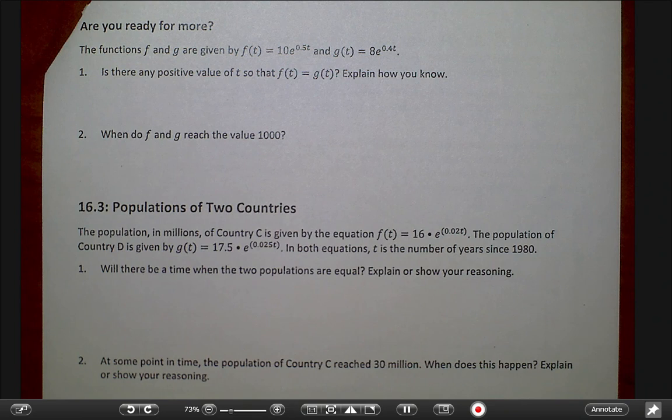we're going to do this one right here. Okay, so let's take a look. For 16.3, it says population to countries. So the population in millions of country C is given by this equation F. Population country D is given by equation G. Both equations, T is the number of years since 1980. Will there be a time where the two populations are equal? Explain your reasoning. Okay, so what could I do to figure it out?